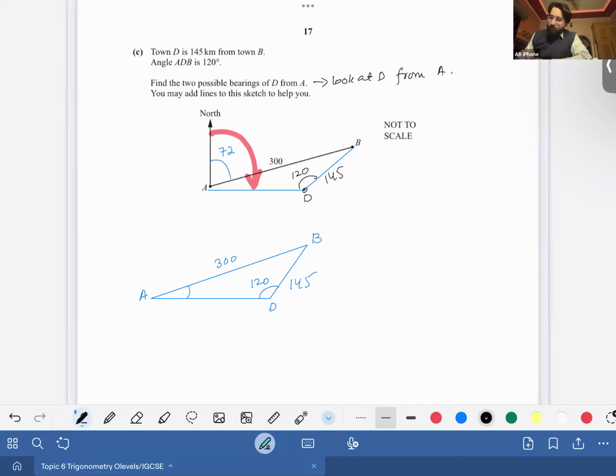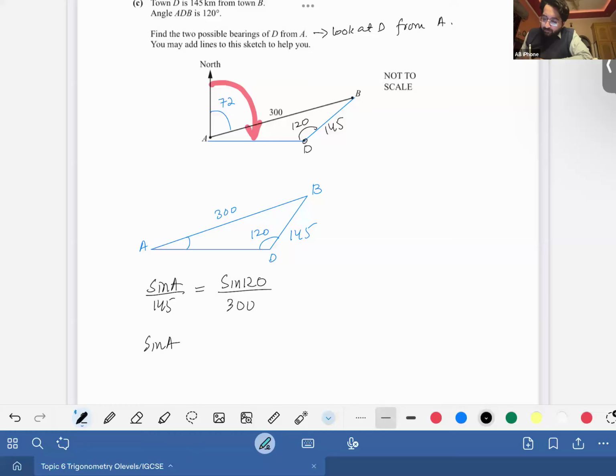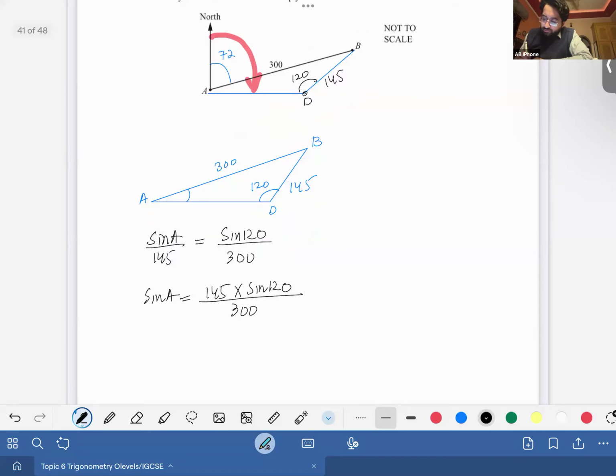Technically, I have to find out angle A, so let's use the sine rule. Sine A divided by 145 should equal sine 120 divided by 300. So sine A equals 145 multiplied by sine 120 divided by 300. So A equals sine inverse of 145 times sine 120 divided by 300. So angle A is equal to how much? 24.74.